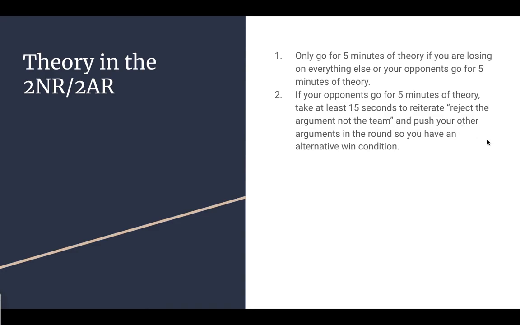You also want to push your other arguments, so your case or your disadvantages, so that you have an alternative win condition. So your two win conditions would be first, either you beat them on the theory level, or second, the judge only rejects your argument and not the entirety of your team, and you have enough winning arguments in the other parts of the debate, such as the affirmative case, that you can win on everything else, because the negative team or the affirmative team, your opponents, they dropped everything else.